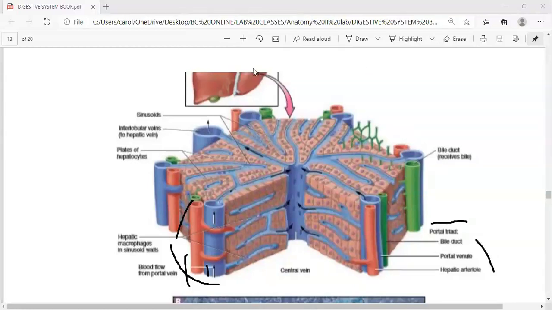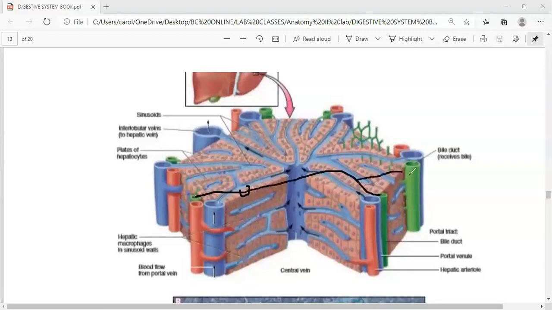The job of the hepatocytes is to detoxify the blood from substances that we don't need. But another very important function that is related to the digestive system is the formation of bile. So the hepatocyte will create the bile, and the bile will be transported by these green tubes right there, which I said are the bile ducts, as you can see right there.